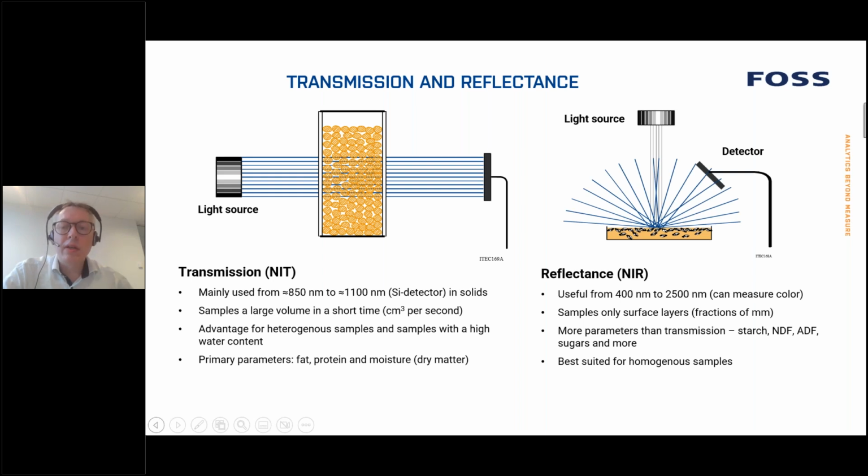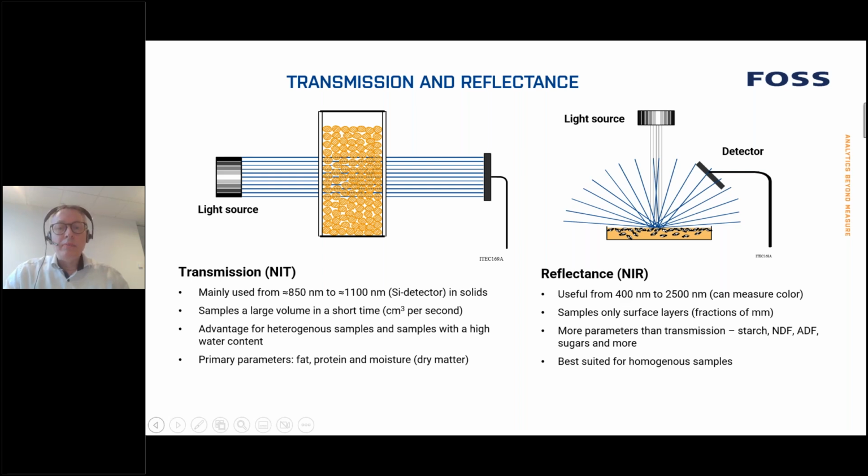Now, in reflectance, the signals are collected on the same side as the illumination, so it's reflectance from the surface of the sample. It's useful in the full spectral range that Sabri mentioned, but you typically only measure the surface layer, not very deep into the sample. On the other hand, with reflectance you would typically have access to more parameters than in transmission, typically also starch, fibers, sugars, and other parameters. Because of the limited volume of the sample, this is best suited for rather homogeneous samples.